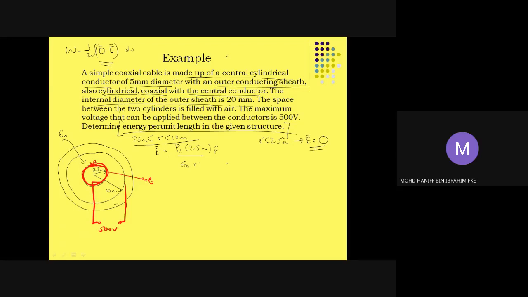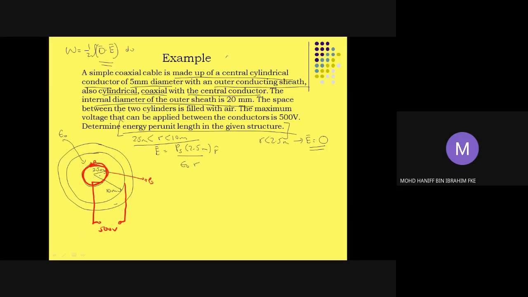For R less than 2.5 millimeter, the electric field will be equal to 0. We can prove this using Gauss's law, and we did this example before. Because there is no charge inside the conductor, based on Gauss's law the enclosed charge will be 0. Because the enclosed charge is 0, the electric field will be 0.